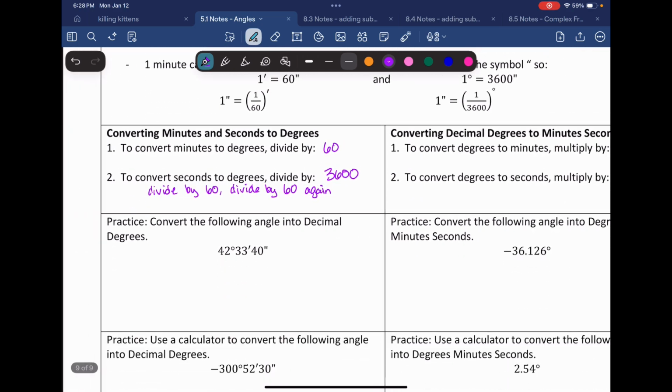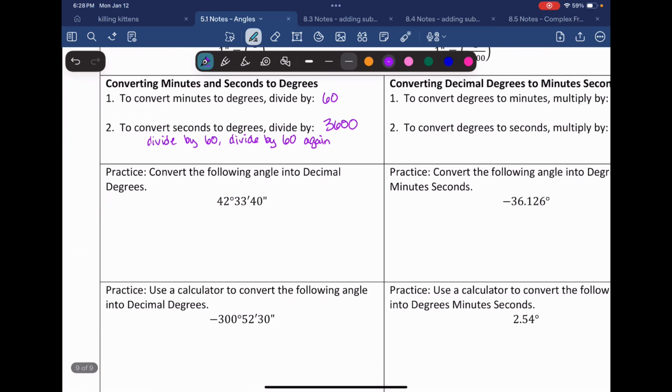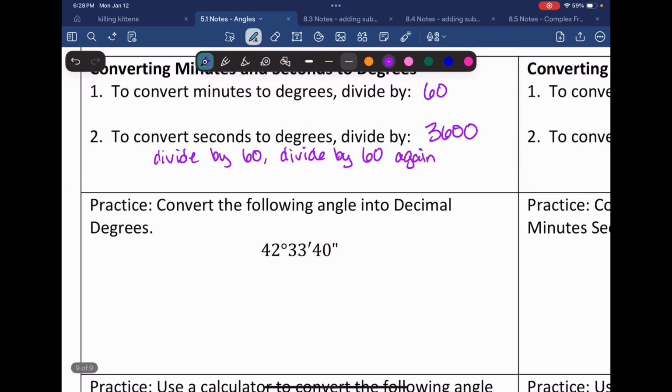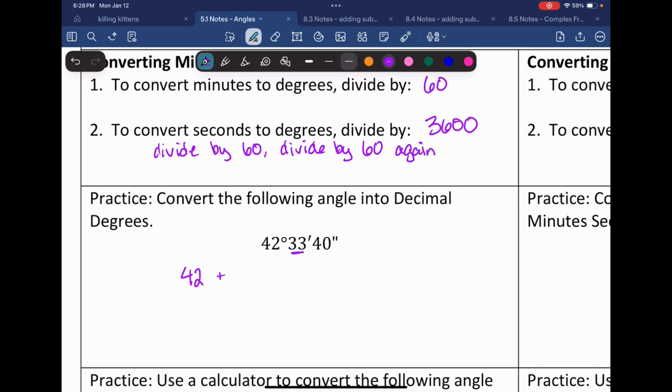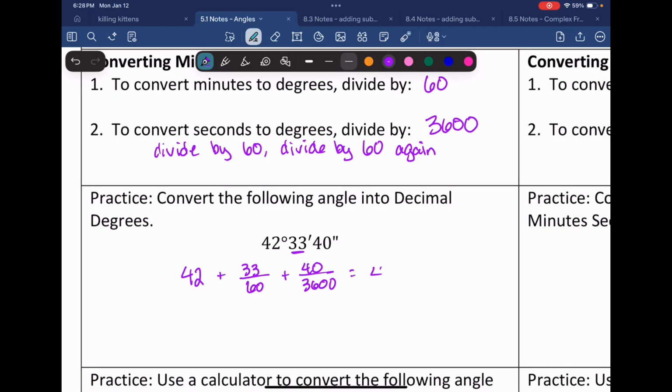All right, so I did it in columns for whatever reason. We have our degree, 42, plus, and you take the minutes, divide by 60, take the seconds, divide by 3,600. That all goes in your calculator, 42.561 degrees.